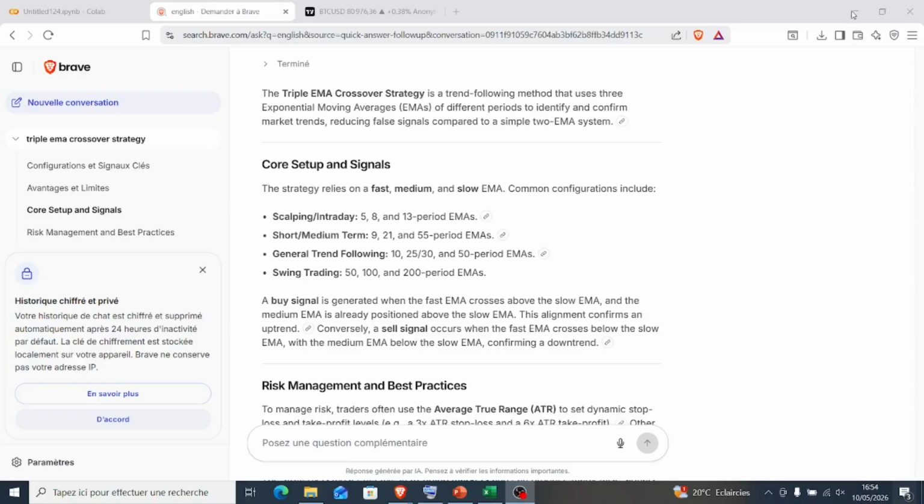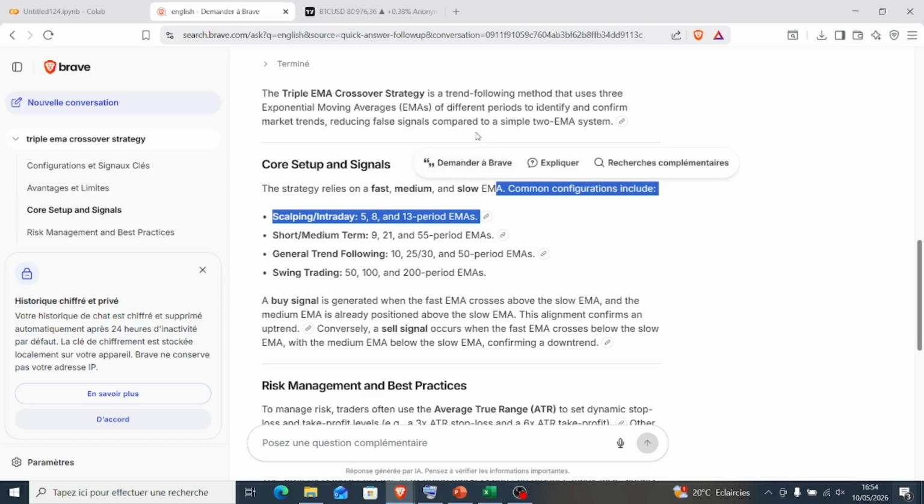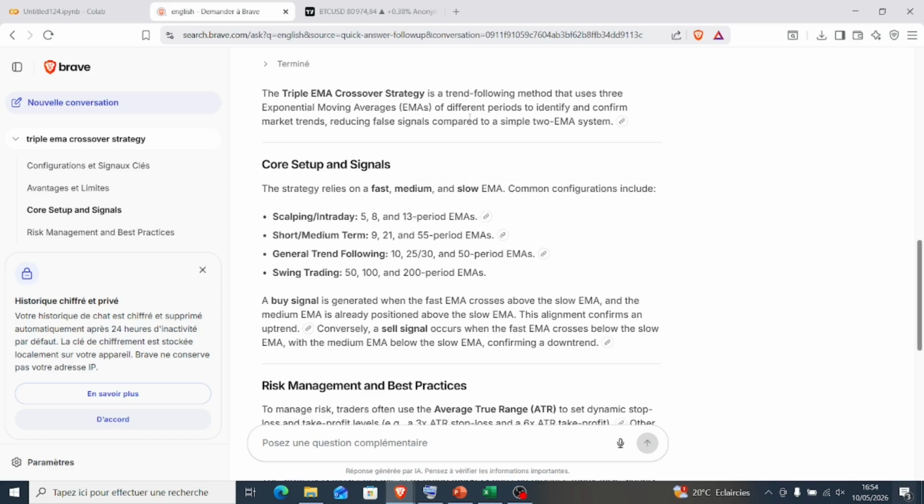Hi everyone. Today we're going to build a crypto CFD trading strategy based on a famous concept, the Triple EMA. So what is a Triple EMA? It's a trend following method that uses 3 exponential moving averages of different periods to identify and confirm market trends. This approach significantly reduces false signals compared to a simple 2 EMA system.